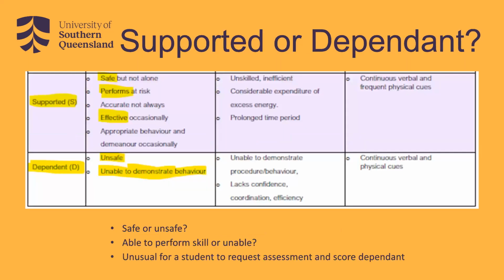So dependent in relation to supported, are they unsafe? Are they unable to demonstrate the behaviour? Are they able to perform the skill? So it is quite unusual for a student to request assessment and then score a dependent.